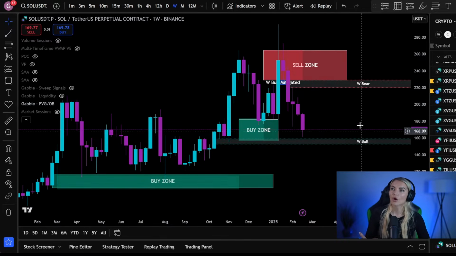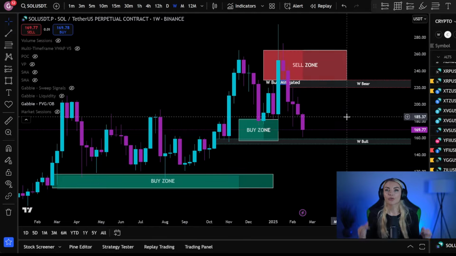and then I put it back on to see where the fair value gaps are, because these areas are very important, especially when they are combined with a fair value gap. That makes the area even stronger. Now, we're going to go in depth a little bit on what these things mean.